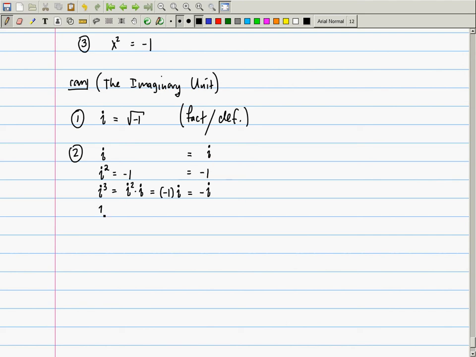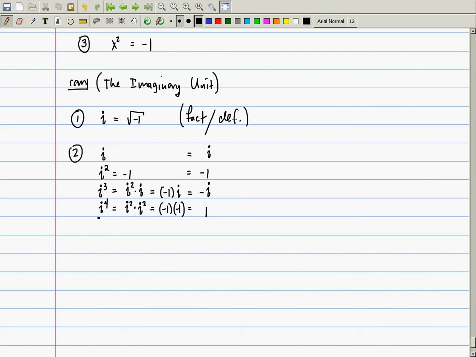So how about I to the 4th? It will be 1. Let's see why. It should be I squared multiplied by I squared. This has to agree with all of our previous information. So it should be negative 1 multiplied by negative 1, and negative 1 multiplied by negative 1 is 1.